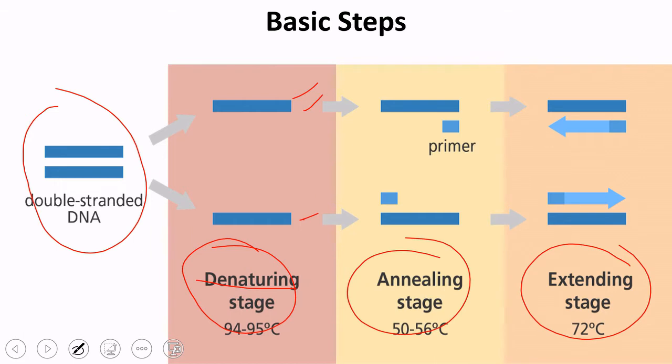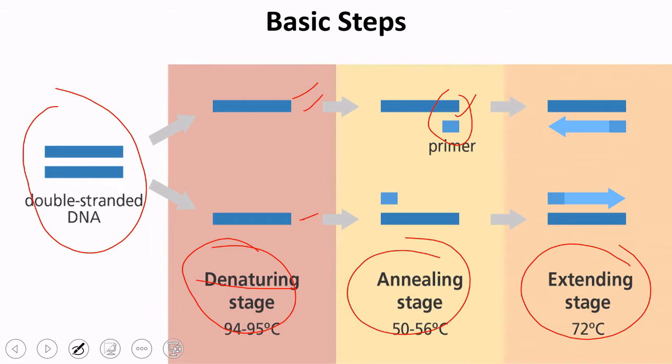In the second step, we provide the specialized primer for the 3' end of both the strands. So for both the strands, we provide a primer. In the second step, called the annealing step, this primer will be annealed with the corresponding base pairs of the DNA strands which we want to amplify. There we have to decrease the temperature to roughly 50 to 56 degrees centigrade.